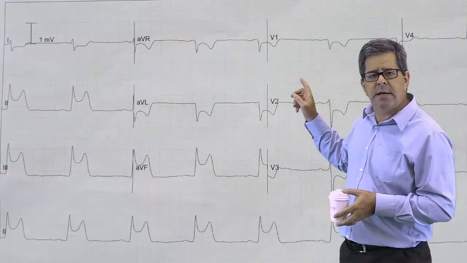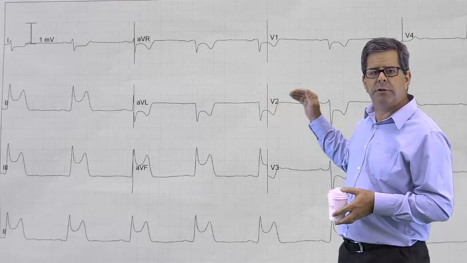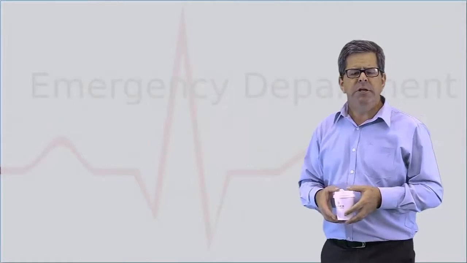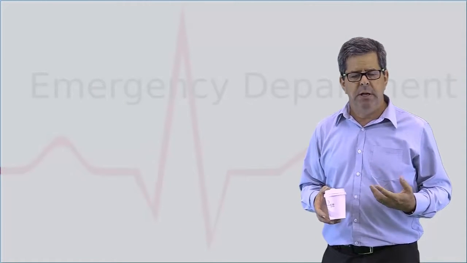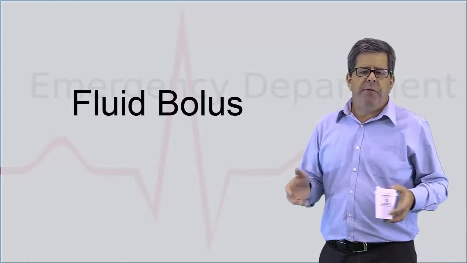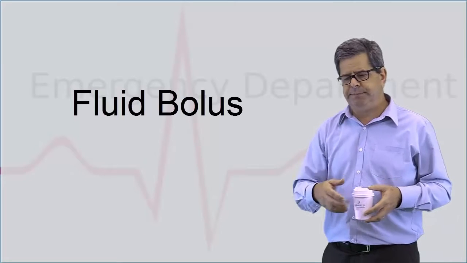You can see there's ST elevation inferiorly in 2, 3 and AVF, and also ST depression in V1, V2, V3. These patients will come in with a dry chest, but they'll be hypotensive and will respond to a 500 mL normal saline bolus. You can give that and then reassess.